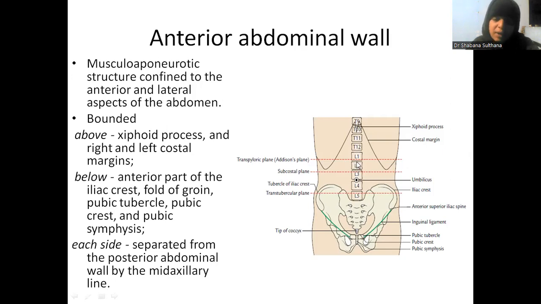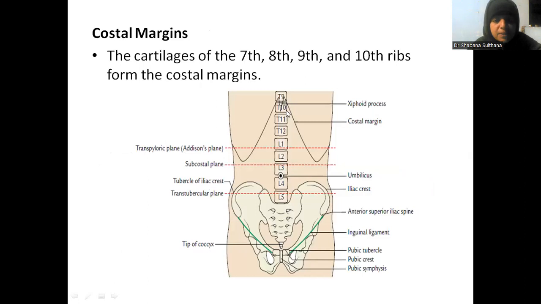Okay. Now, between L2 and L3, there is one more plane which is called the subcostal plane. And above the level of the fifth lumbar vertebra, we have the transtubercular plane. Transtubercular. So we have the transtubercular plane. Then see here, everything is written here. Now costal margins, see this is the costal margin, which is cutting which ribs? 7th, 8th, 9th, 10th ribs and costal cartilages.